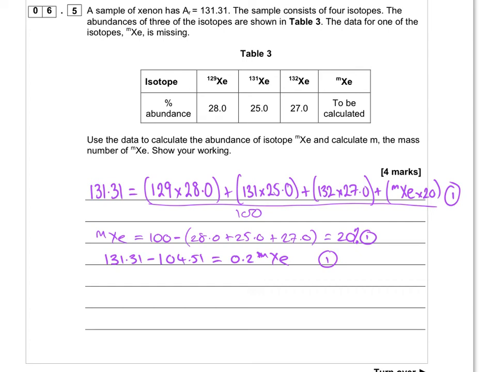Now if I resolve that by bringing the 0.2 to the other side and taking 104.51 from 131.31, it gives me a mass number of 134. Now it's got to be appropriate precision. Everything in the question has been given to, we've got one that's to 5 sig figs there, but everything else is only to 3. So our answer should only be to 3 sig figs. And these are also isotopes, and you can't have an isotope that's point something, so it's got to be a whole number. So if you don't do that to a whole number, which is an integer, you're going to lose a mark.